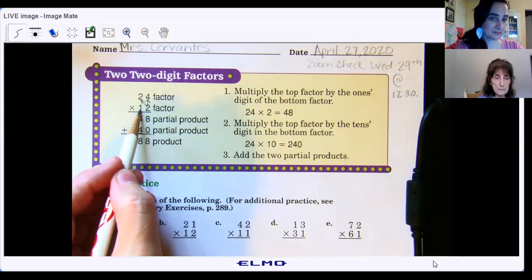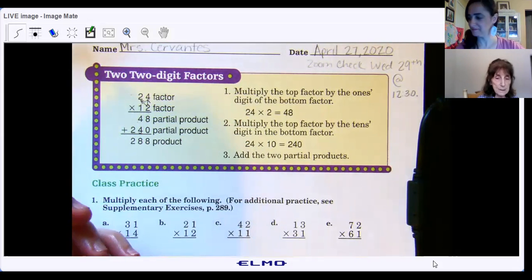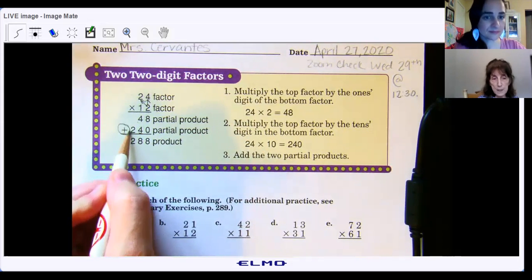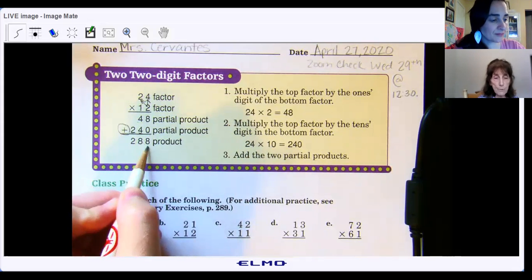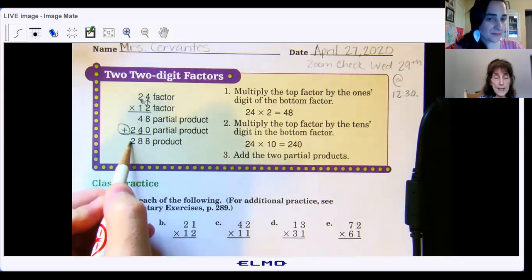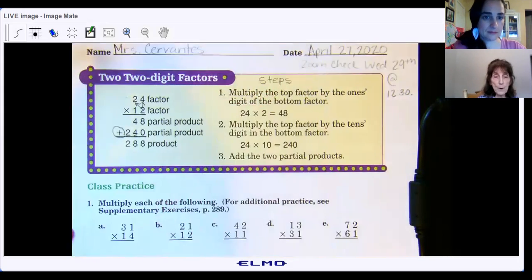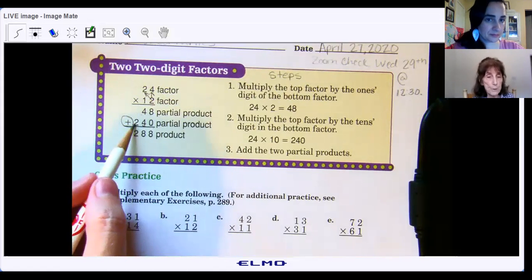All right, so everybody see what we did? We multiplied 24 by 10. Okay, now we add those two together. I'm going to draw our addition sign and our equal sign, and we're going to add them together. 8 plus nothing is 8, 4 plus 4 is 8, and 2 and nothing is 2. So that is our final answer. The 48 and the 240 are called the partial products. Partial products, part of the product.